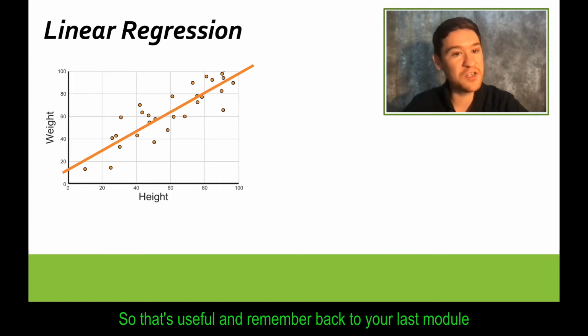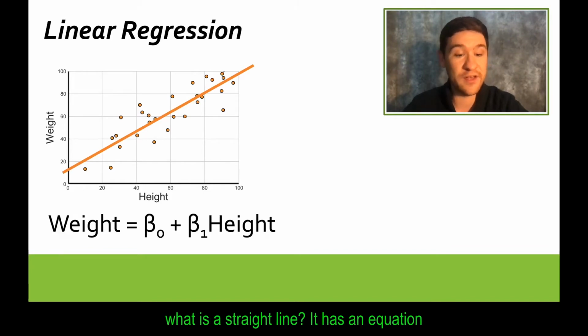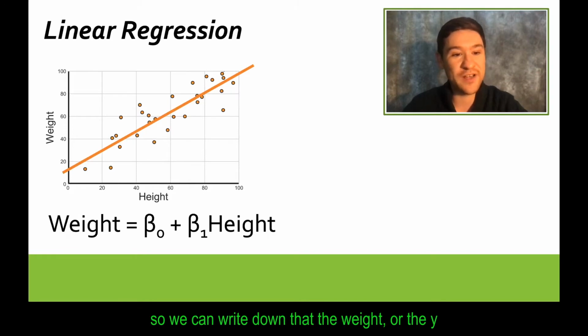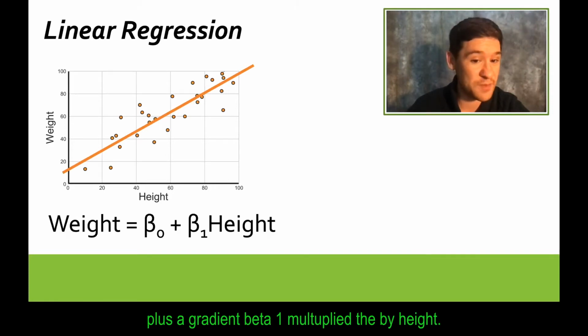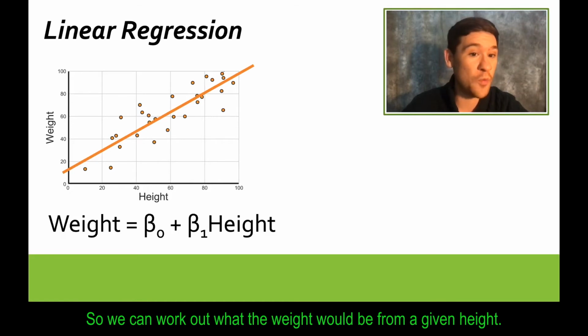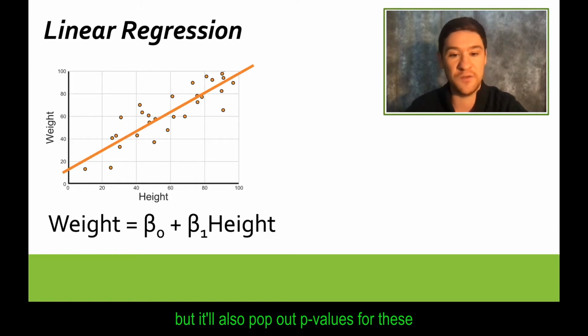And remember back to your last module, what is a straight line? It has an equation. So we can write down that the weight, or the y, is equal to an intercept, beta naught, plus a gradient, beta 1, multiplied by the height. So we can work out what the weight would be from a given height. When you do this on a computer, it'll pop out beta naught and beta 1 for you, but it'll also pop out p-values for these.